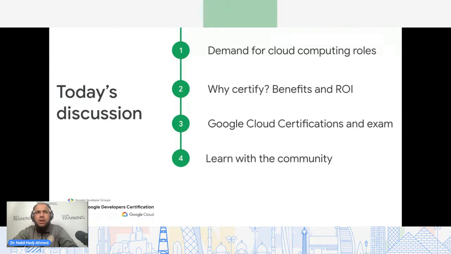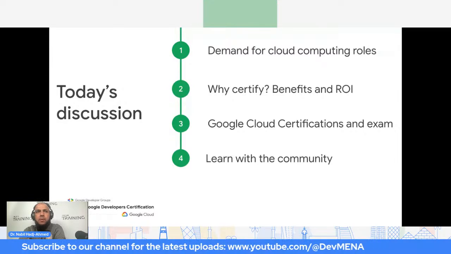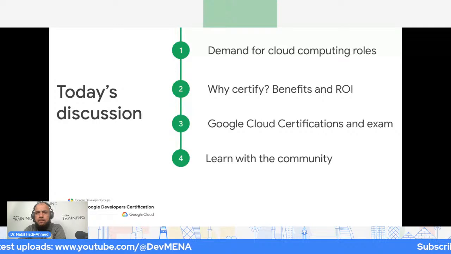So we will talk about the demand for cloud computing roles in the market. Why is it really important to get certified? What are the benefits? What is the return on investment that you put in? And then we will talk about the different Google Cloud certifications. What is the exam? How to take the exam? And then we will tell you how we're going to help you. What is the program about? How does it run? When is it going to be starting? How to be part of it? How to qualify for it, and so on and so forth.